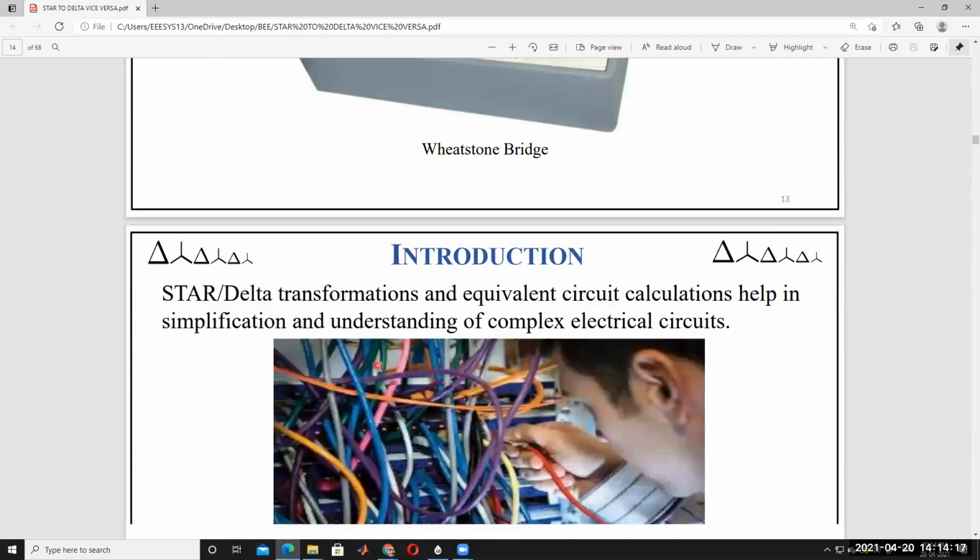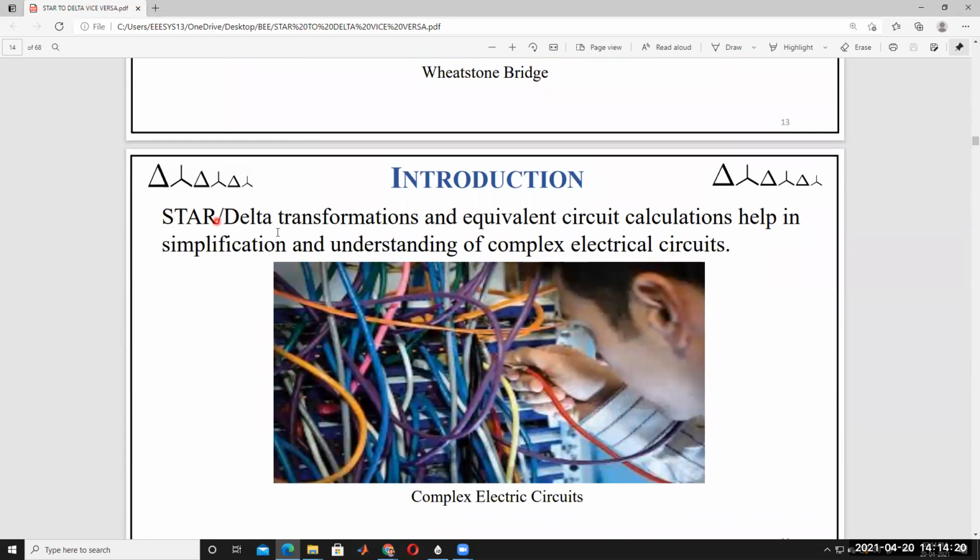Next, star or delta transformations and equivalent circuit calculations help in simplification and understanding of complex electrical circuits. This star-delta technique is used to simplify and understand complex electrical circuits. Complex electrical circuits can be easily understood by using star-delta transformations and equivalent circuit calculations.